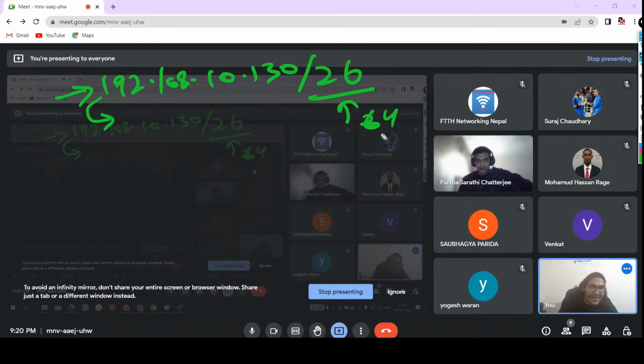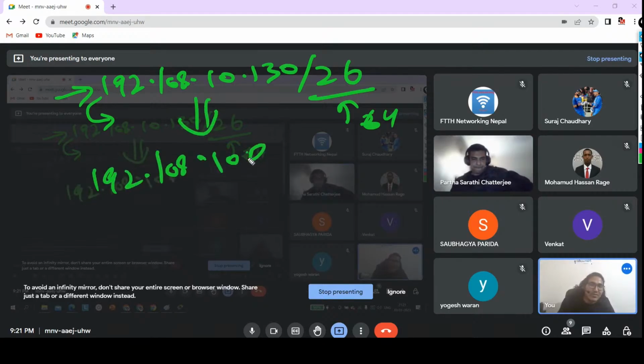Am I right? So what will be the nearest number to 130 which is divisible by 64? That will be 128, which is a multiple of 2. Correct, so 128 becomes the network ID for this particular IP address.